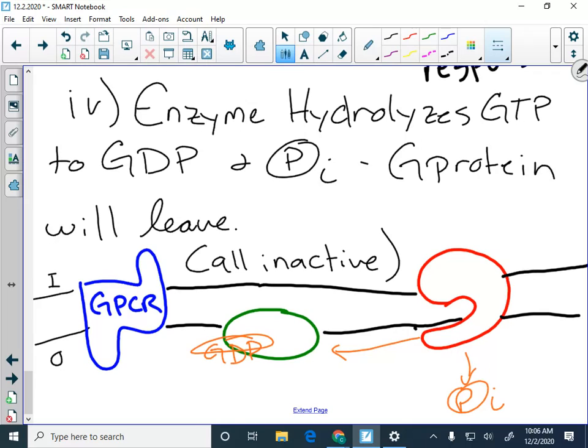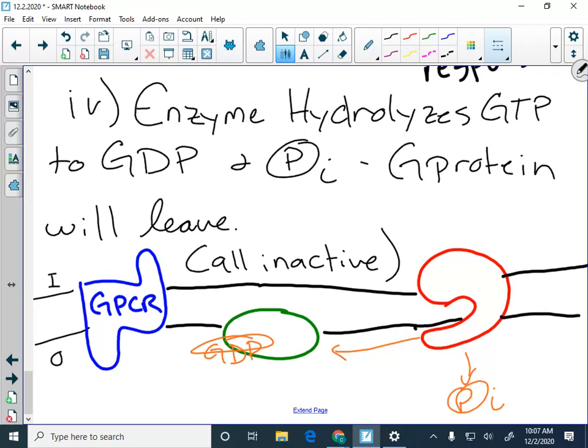That is how G protein coupled receptors take a signal from the outside and turn it into a cellular response. This is how a lot of signaling pathways work. Like I said, there are over 800 plus G protein coupled receptors out there, which is quite a bit. Okay. Anybody have any questions?